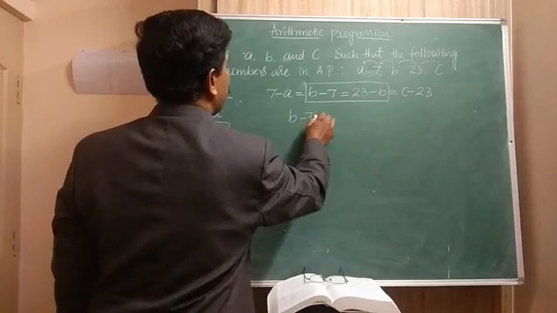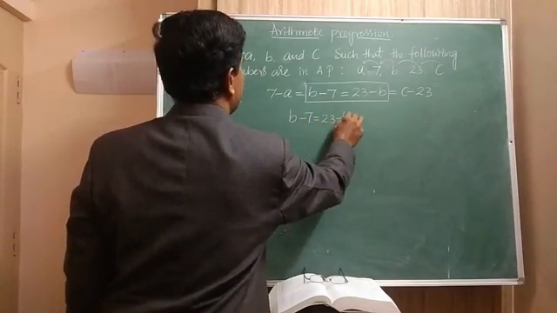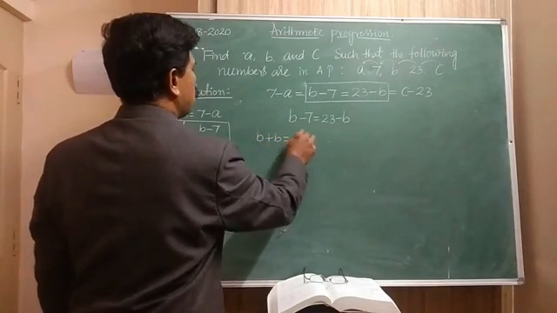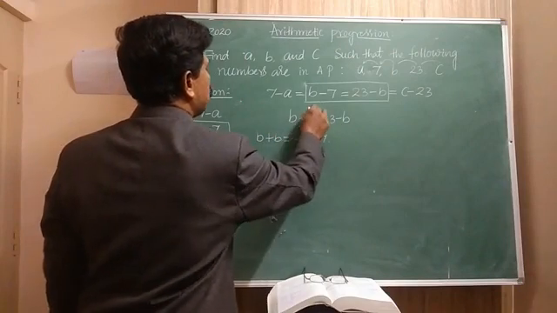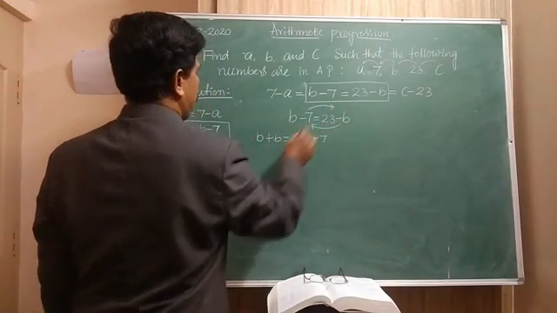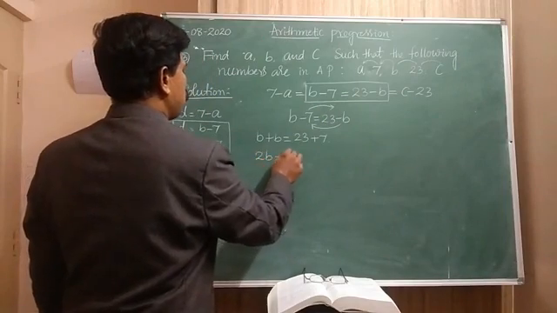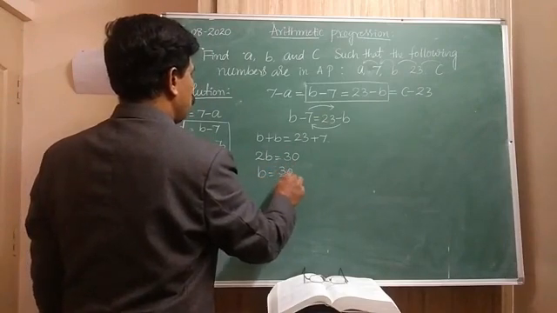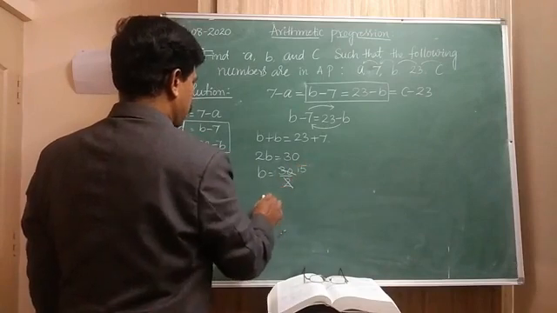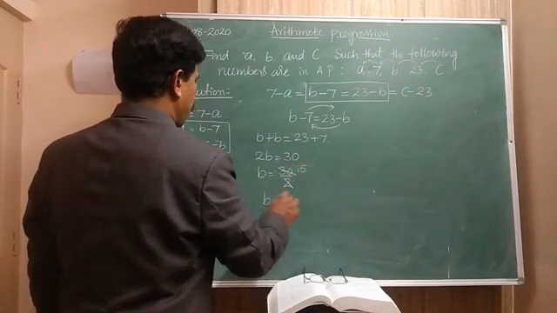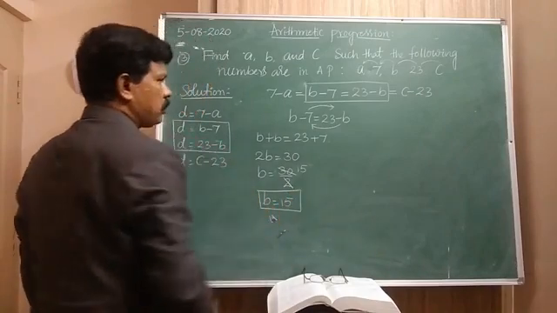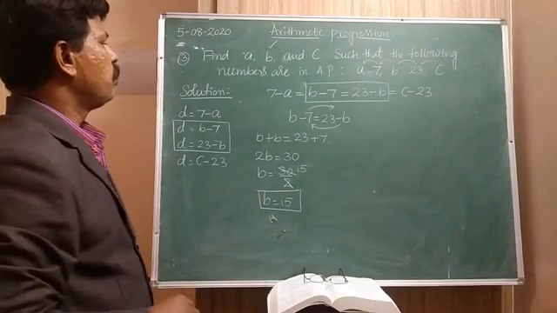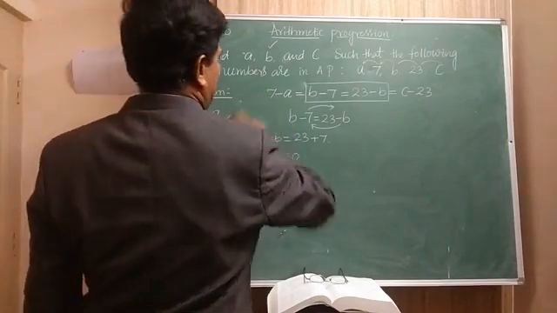B minus 7 is equal to 23 minus B. Now shifting B to one side, B plus B is equal to 23 plus 7. So this 7 goes this side, minus B comes this side. So 2B is equal to 30 and B is equal to 30 by 2. 2 15s are 30. So B is equal to 15. So one value is clear. B value is 15. Now take this one.